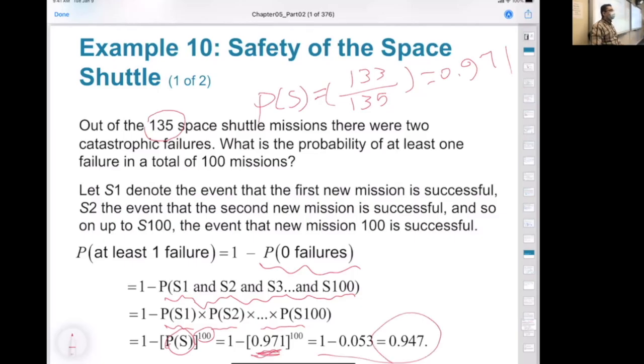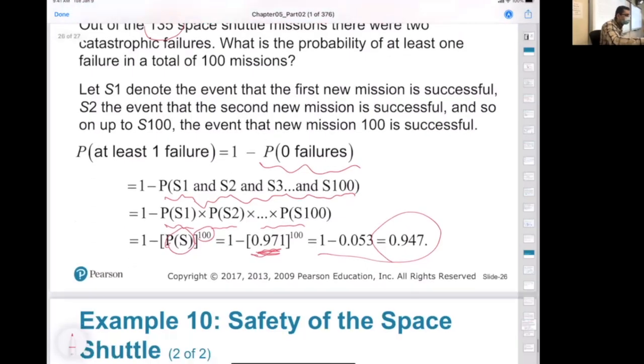So this is the probability of at least one failure. Look at the probability, 94.7%, of at least one failure. At least one failure means one failure, 2 failures, 3 failures, until 100 failures. So the probability here is very high. Again, it's not reasonable, right?